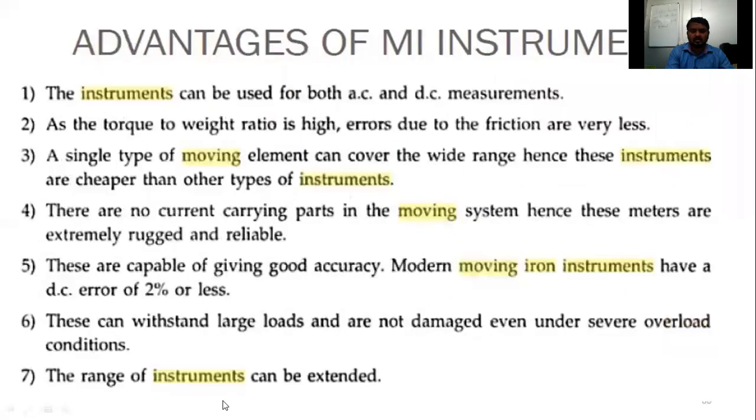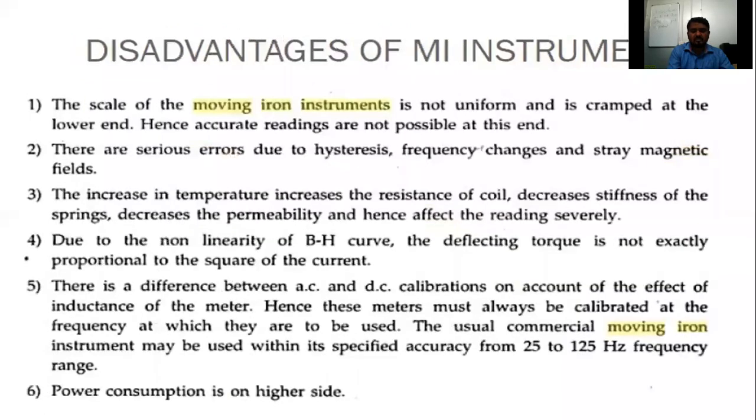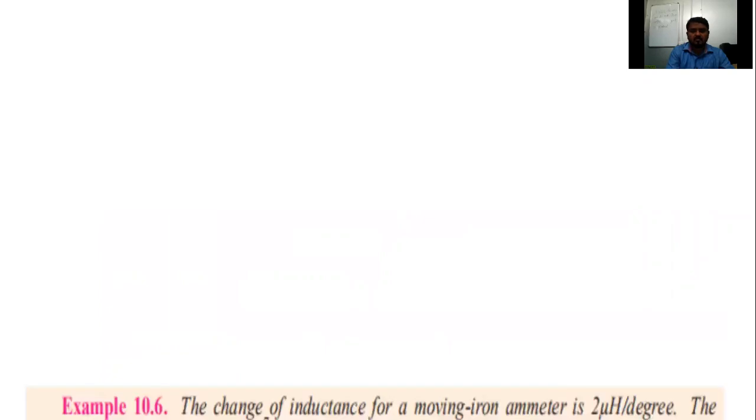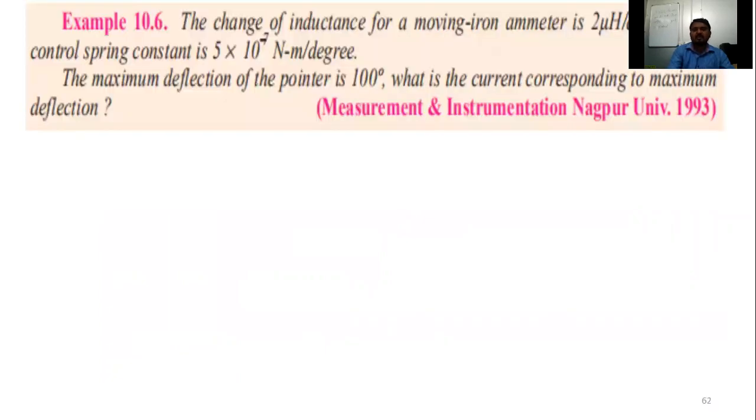So these are the advantages and disadvantages of the moving iron instruments. Now we'll go for the problems. We'll go for some examples. First, I will explain that one. Read the problem carefully, all of you. This is from the VK Mehta textbook. They have taken the problem very nicely.